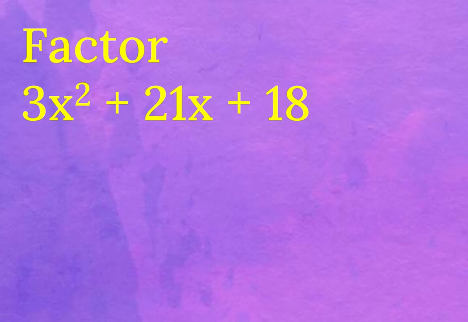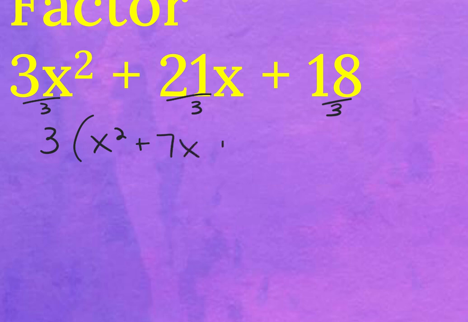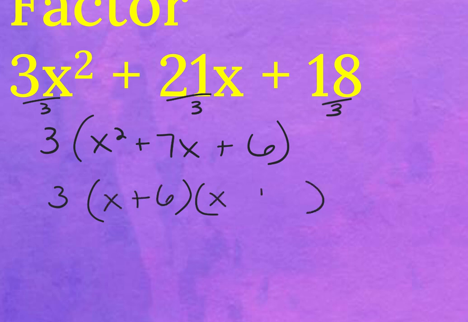Next up, we're on G. What do I do first? Factor 3 out. Take out a 3. So I'm dividing each of them by 3, which leaves x squared plus 7x plus 6. Now we're back to a trinomial. There's nothing on the front. So can I find factors of 6 that sum to 7? 6 and 1. Or 1 and 6. Order doesn't matter.